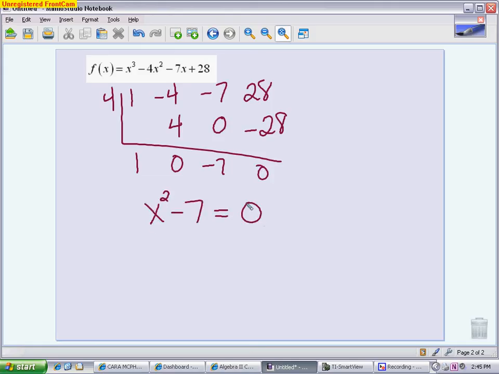Now, you'll notice it's not a whole number. It's not an integer. It is not even anything rational. But I can solve this using what I know about square roots. I'm going to add 7 to both sides, so I get x squared equals 7. Then I'm going to take the square root of both sides. So my other two solutions are plus or minus radical 7.